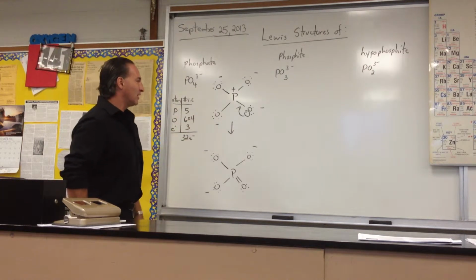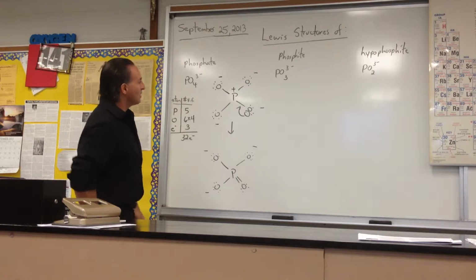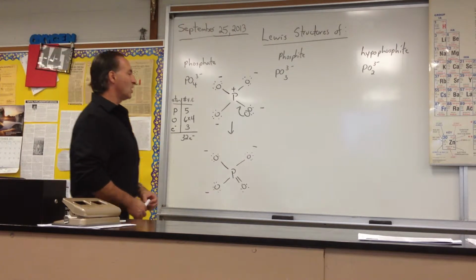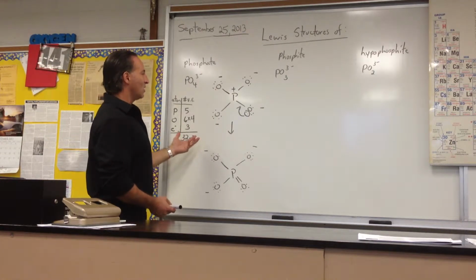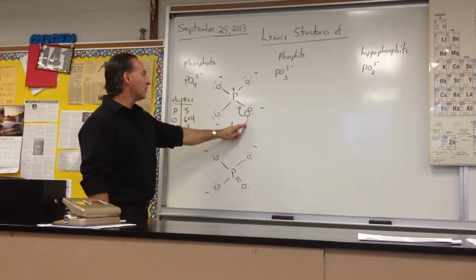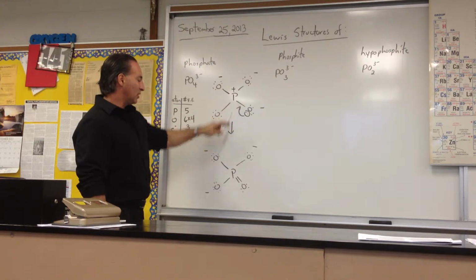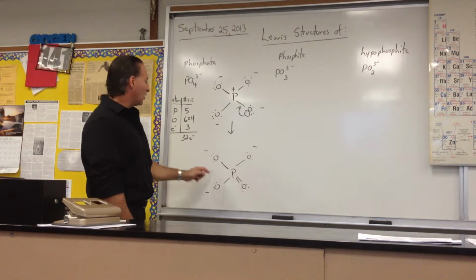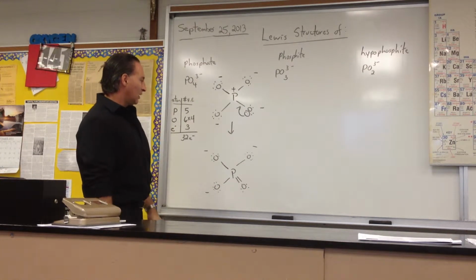This is a preliminary structure. When you see that the structure has a lot of formal charges, you try to re-engineer the shape so that you can reduce the number of formal charges. And what I did here was I took a lone pair and I turned it into a bonding pair. And that's why now the modified drawing shows a double bond between phosphorus and oxygen. All the other ones remain the same.